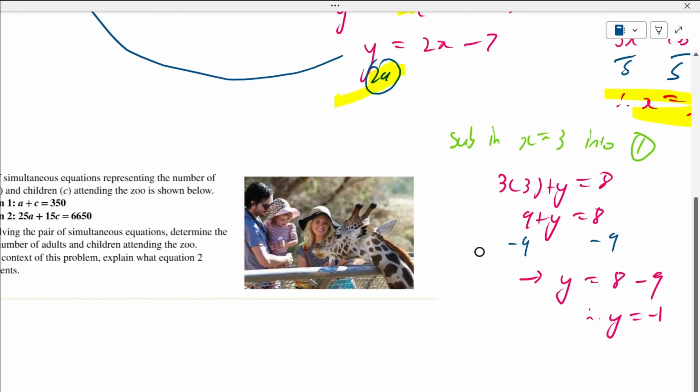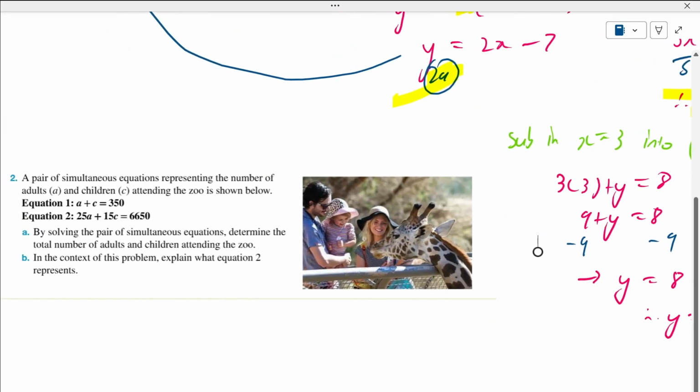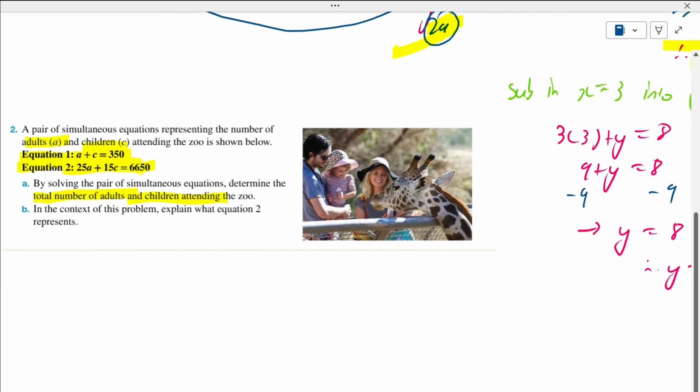Okay, next one. Solve a pair of simultaneous equations representing the number of adults A, okay, adults stands for A, and children C, attending the zoo is shown below. So we've got equation 1, which is A plus C equals 350. Equation 2 equals 25A plus 15C equals 6,650. By solving the pair of simultaneous equations, determine the total number of adults and children attending the zoo. Okay, the total number of adults and children attending the zoo.